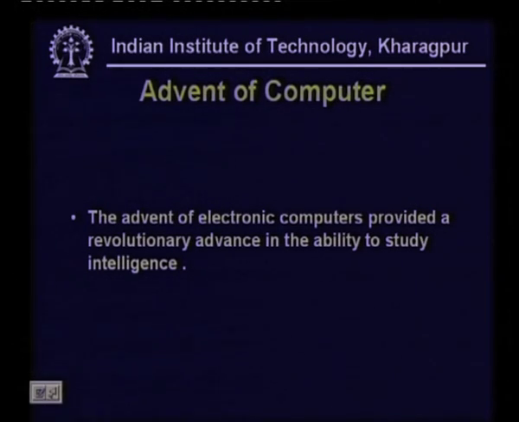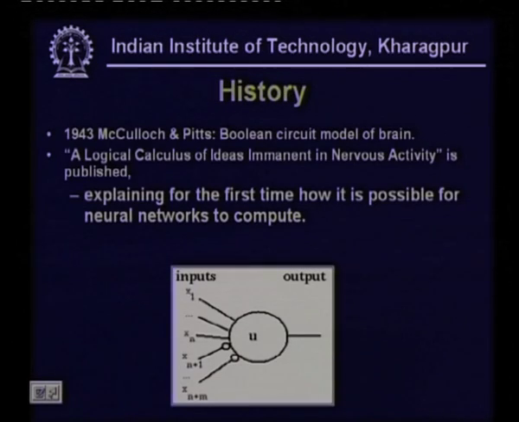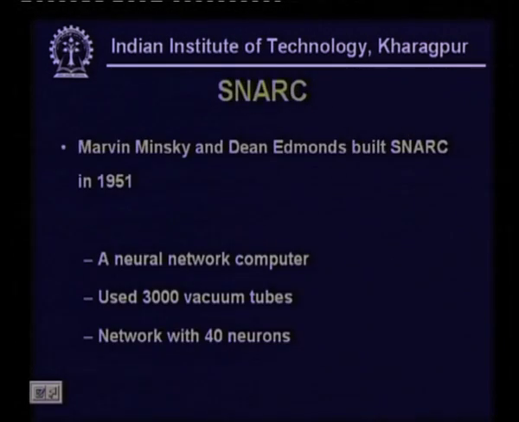The advent of electronic computers really provided a revolutionary advance in our ability to study intelligence. In 1943, McCulloch and Pitts built a Boolean circuit model of the brain. "A Logical Calculus of Ideas Immanent in Nervous Activity" was published, and it explained for the first time how it is possible for neural networks to compute. Marvin Minsky and Dean Edmonds built the SNARC in 1951, which is a neural network computer.